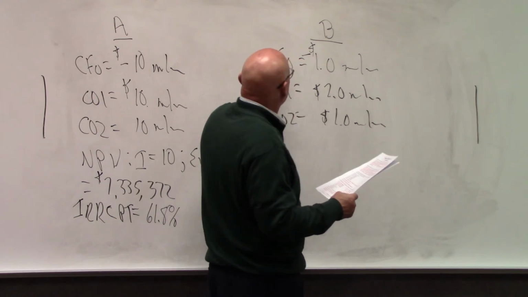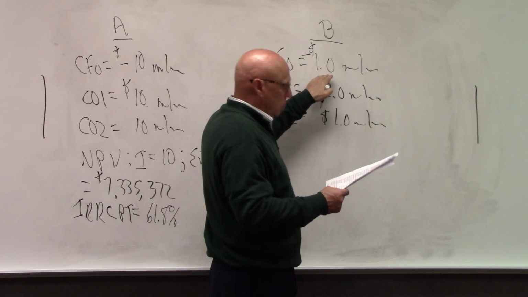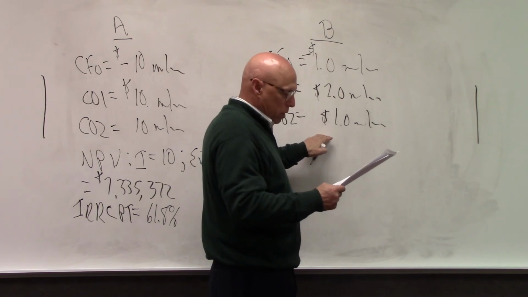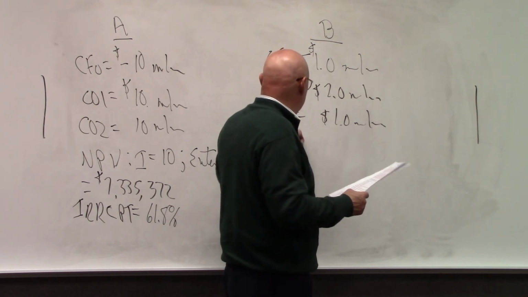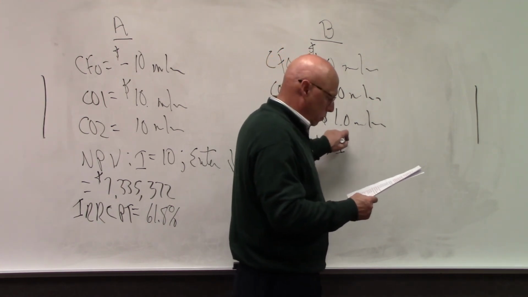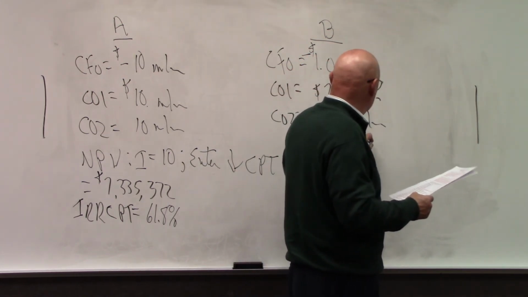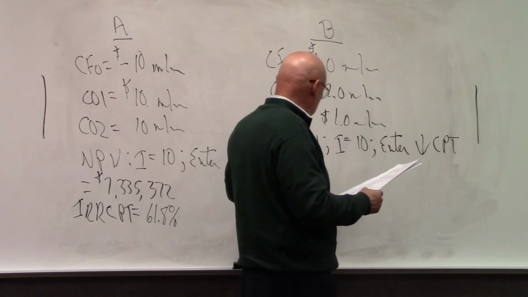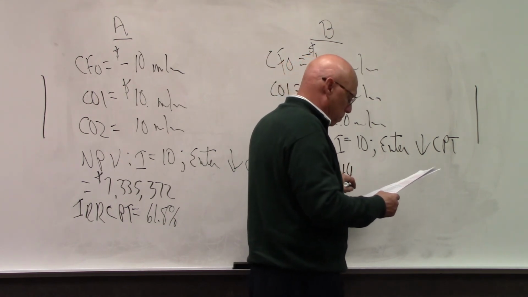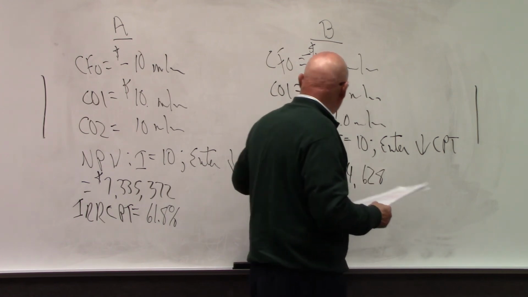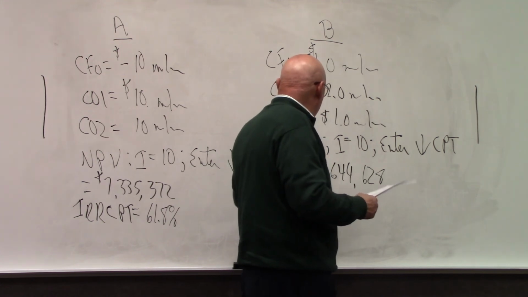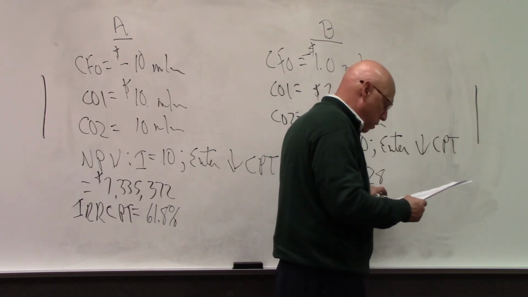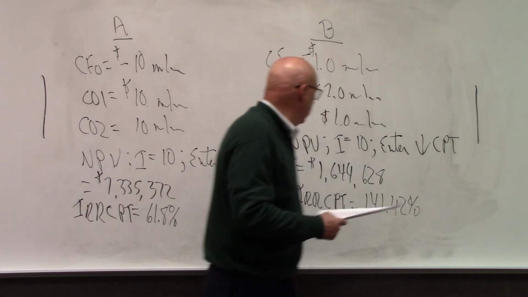So CF0 equals 1 million plus minus, enter, down arrow. CO1 is 2 million, enter, down arrow, down arrow. CO2 is 1 million, enter, down arrow, down arrow. NPV I equals 10, enter, down arrow, compute, and your net present value is $1,644,628. And then IRR, compute, and you get an internal rate of return of 141.6%. Wow, what a great return on your investment.